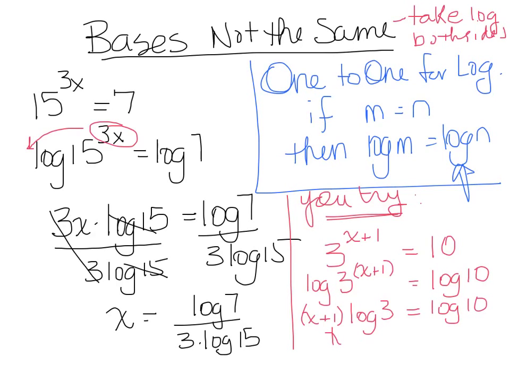So x plus 1 is equal to log 10 divided by log of 3, and then I can subtract 1 from every side. And so x is equal to this expression here, where I divide the logarithms, get that answer, then subtract 1. Okay.